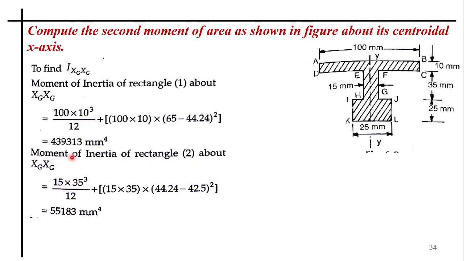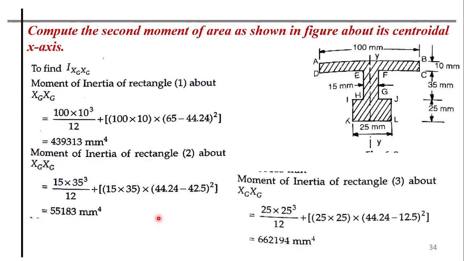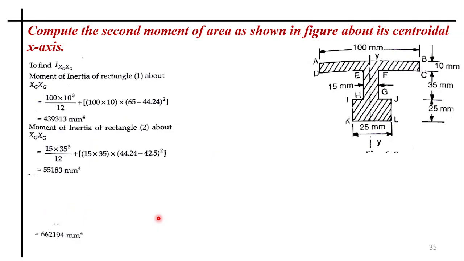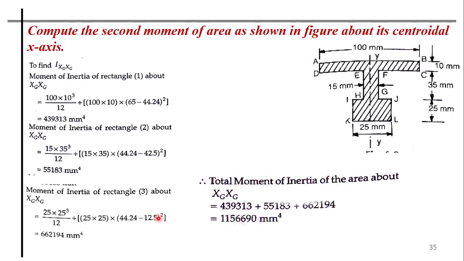Next, similarly, the moment of inertia of rectangle 2 about this xg. So this is how it is going to be. So I know these two values. The third one, add up all these three, you will get the final value. That's it.